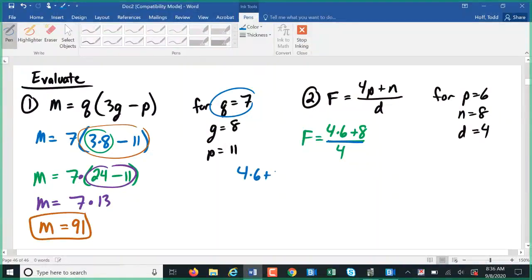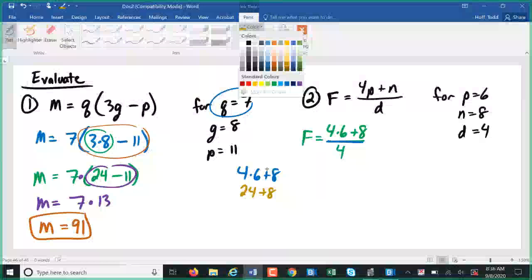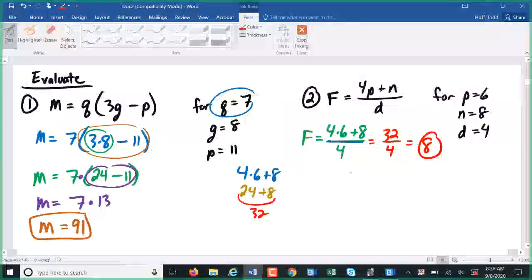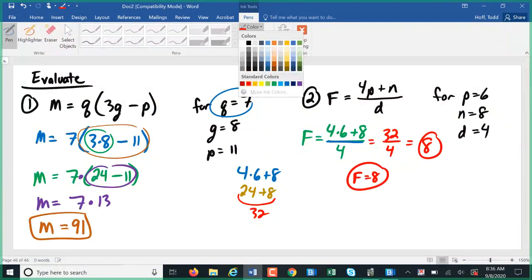So 4 times 6 plus 8. 4 times 6 has to happen first. That's 24. And 24 plus 8 is 32. That's 32 on top, divided by 4 on bottom. We divide that out, we get 8. So f equals 8. Any questions there?